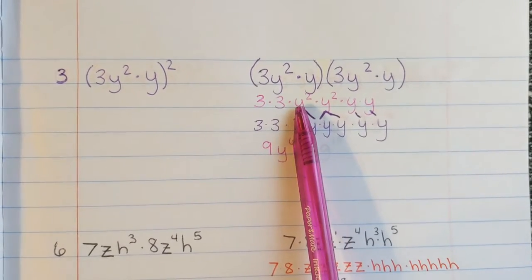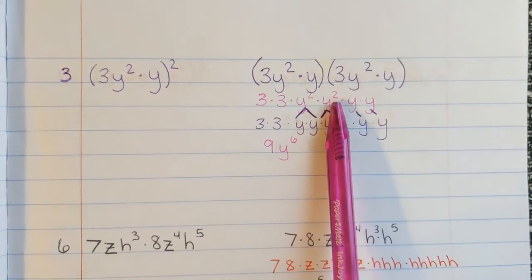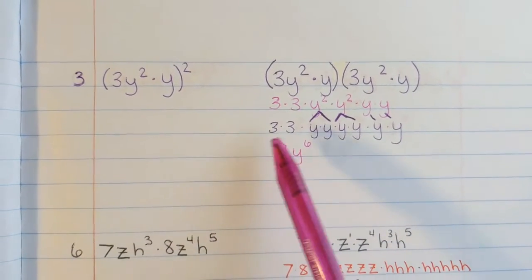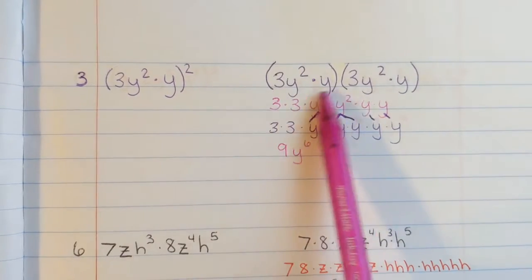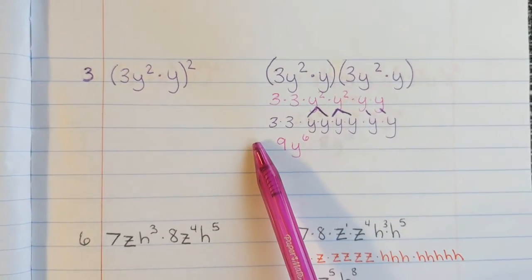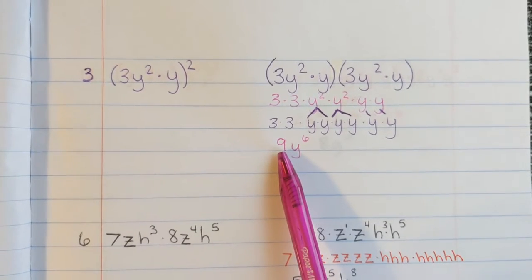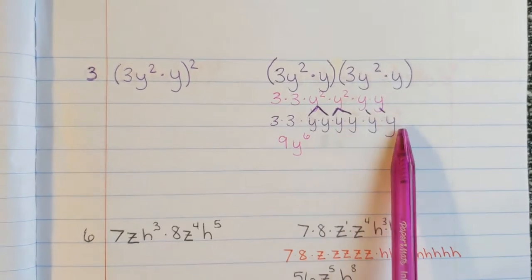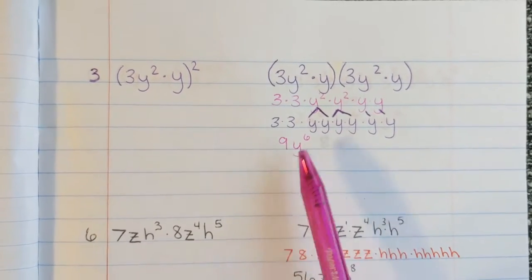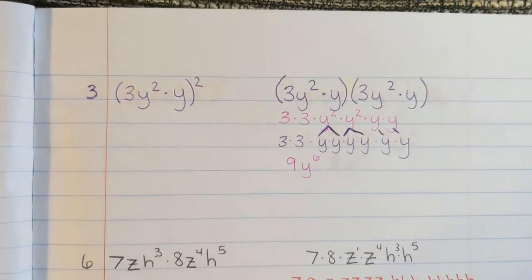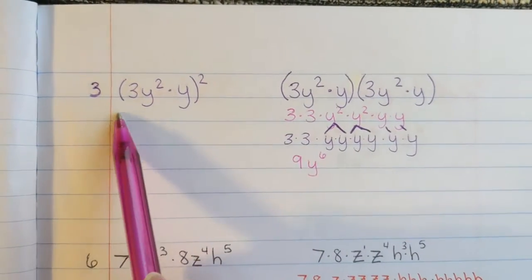And then if we break it down even further, y squared is y times y, and then we just have our other y's. So if we expanded this whole thing, we'd be writing out tons of y's, writing out all of our coefficients. 3 times 3 is 9, and how many y's do we have? We have 6 y's. But we know our exponent rules. They're going to help us out a whole lot. So let's go ahead and do this.